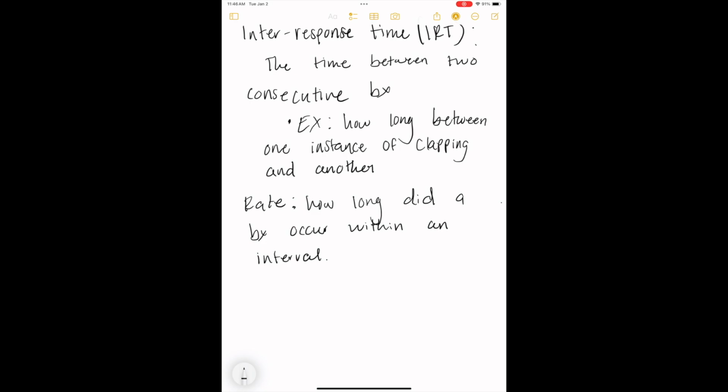So for example, if you have a learner who bites their lip, and let's say you took frequency on this, so you counted how many times they bit their lip. They bit their lip 15 times. Did they bite their lip 15 times in an 8-hour session that you had with them? Like, throughout the whole day, did they bite their lip 15 times? Or did they bite their lip 15 times within 2 minutes? That's rate.